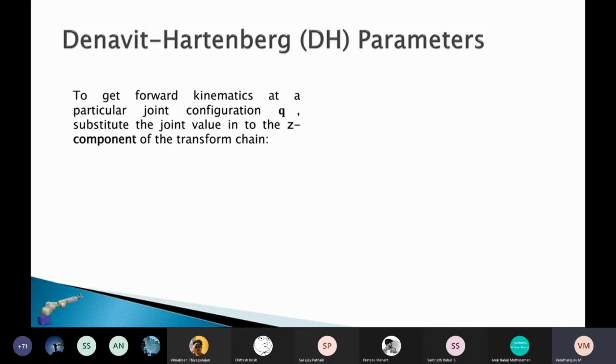Right, so to get the forward kinematics at a particular joint configuration Q, we just substitute the joint value in the Z component of the transformation chain. So for the transform from frame J minus 1 to J, if we have a revolute joint, we substitute the rotation about Z with the joint variable Q here. And for a prismatic joint, we substitute the translation component about Z with our joint variable Q.